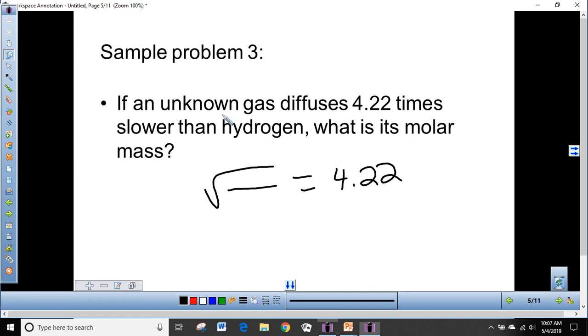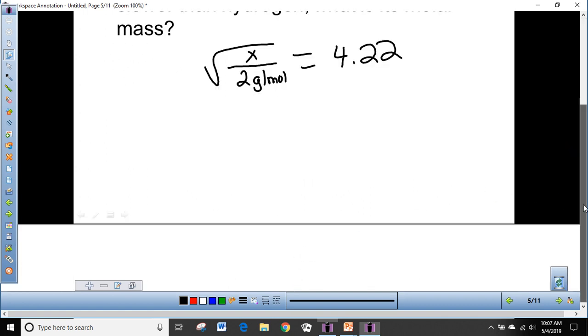And so we are looking for the slower guy, so this is going to be where our X is going to be. Hydrogen's molar mass is going to go here. Hydrogen just so happens to be 2 grams per mole. Remember, diatomic. Alright, now I got to solve for X.